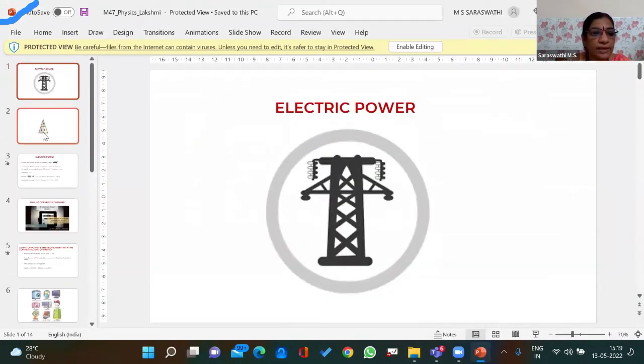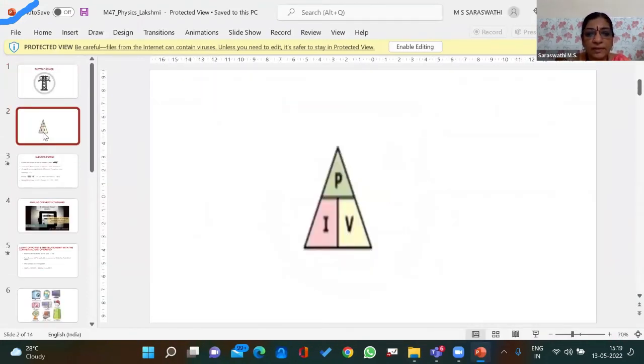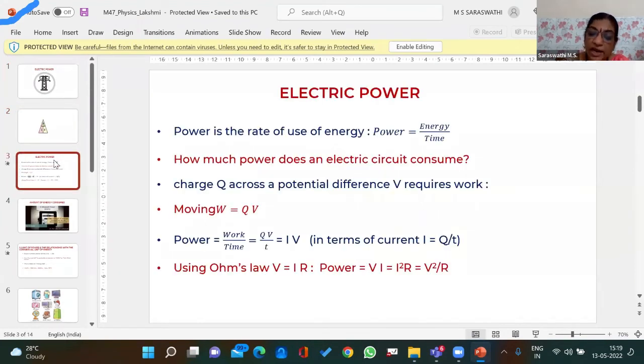Now we will go on to electric power. P is equal to V into I. Same thing like what I taught you. So power is the rate of use of energy, consumption of energy, energy by time. How much power does an electric circuit consume? Charge Q across a potential difference V requires, what is the work done? Q into V, V into Q. So instead of work, let us substitute V into Q by T, which will give you V into I, because Q by T is I.